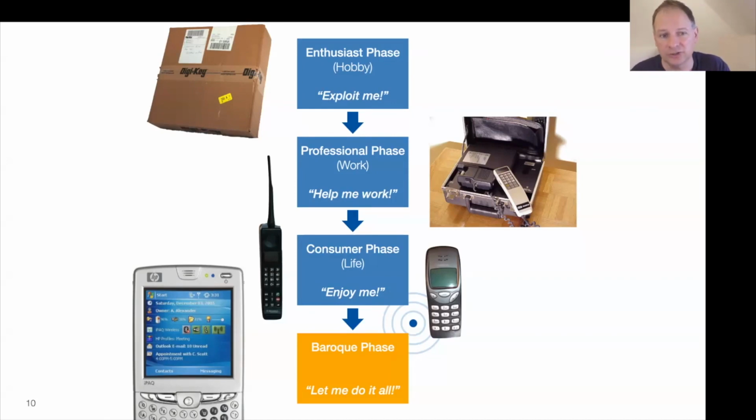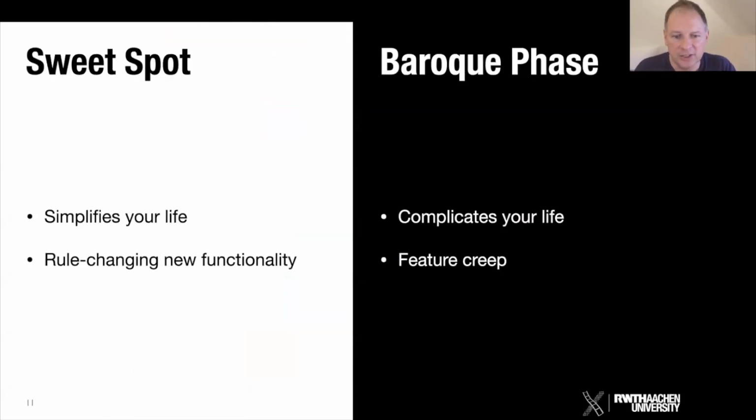And this is my theory, right? So the Baroque phase is something that I added to this model. There's a paper I published about it years ago. And the idea is really literally that this is how you see technology evolve beyond that original phase. So just to explain, maybe this helps to better understand whether you're looking at a sweet spot device or whether you're looking at the Baroque phase.